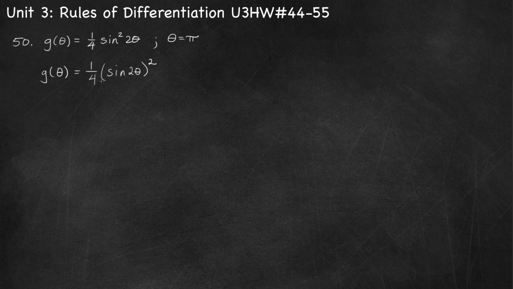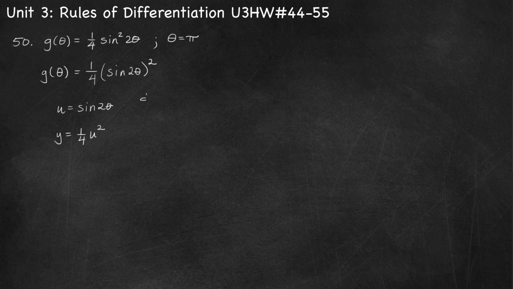This is in the form of 1/4 times stuff squared. Okay, so my inside function is sine of 2 theta. My outside function is 1/4 u squared. And I'll go ahead and write down my inside and outside functions. So u equals sine 2 theta is my inside function. Y equals 1/4 u squared is my outside function.